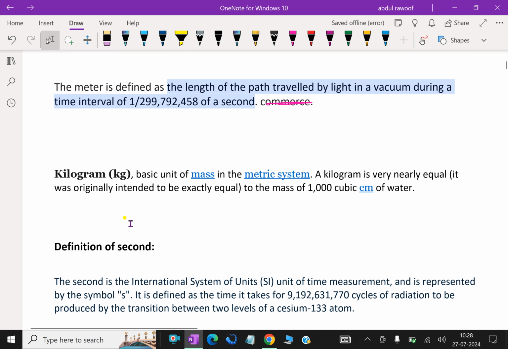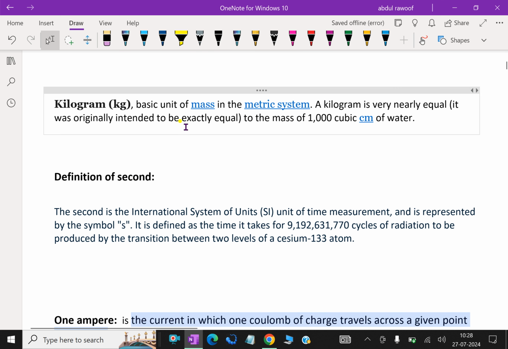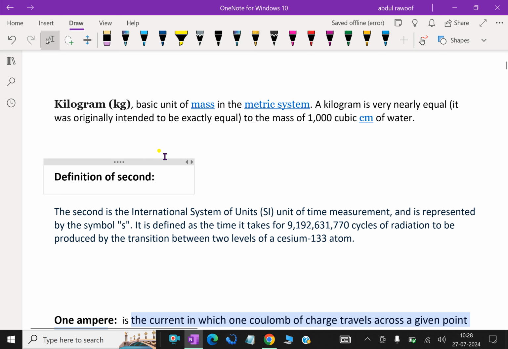Next one, kilogram. The kilogram is the basic unit of mass in the metric system. A kilogram is very nearly equal to, and was originally intended to be exactly equal to, the mass of 1000 cubic centimeters of water.